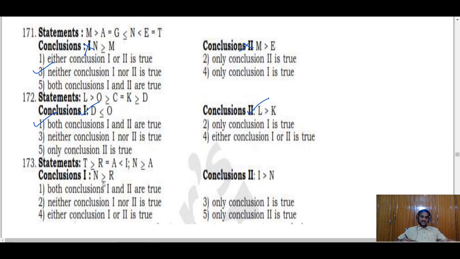Then next one, 173, N and R. R is here, N is here, between these two, N greater than or equals to A. Which element is common here? A. A equals to R. Together, N greater than or equals to R is definitely true. I and N. N is here, A is here. N greater than or equals to A, and A lesser than I. Between N and I, there are two opposite symbols, no relation. Hence, only conclusion 1 is true, choice 3. Question number 173, choice 3 is the answer. Done with coded inequalities.